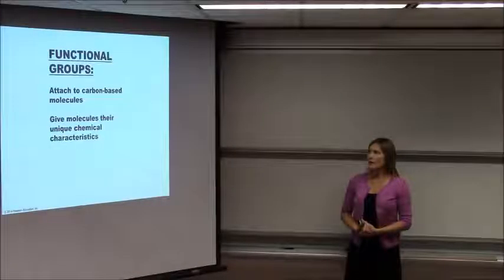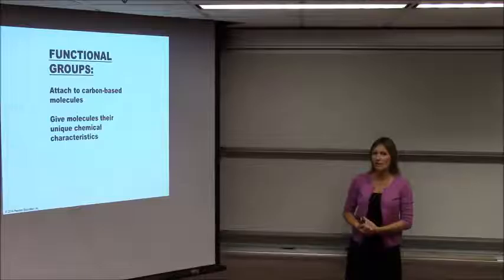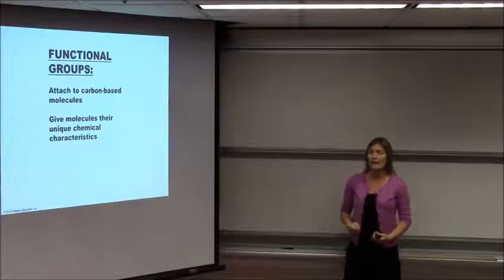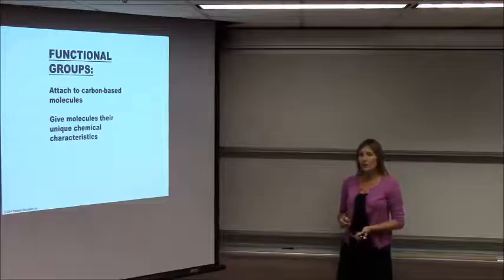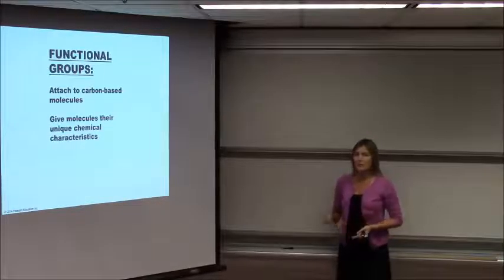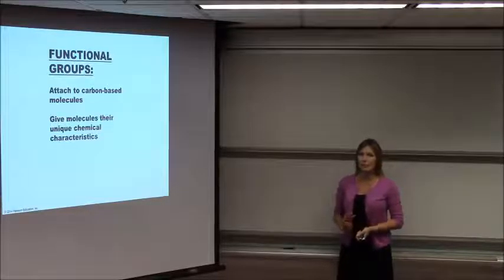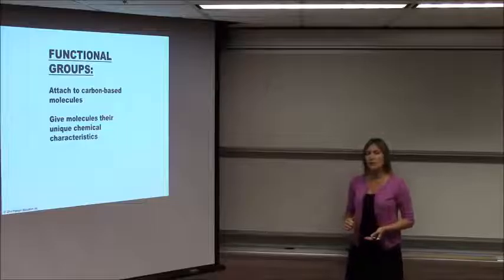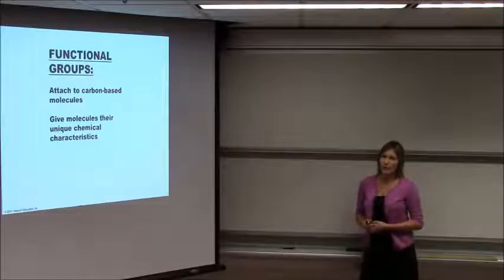Now we're going to start talking about the functional groups. The functional groups are the groups that attach to those carbon chains to give them their unique characteristics. So you're going to not only learn how to identify these functional groups, then you're going to put that information to use as you learn how to identify the four major categories of macromolecule. So these functional groups are going to give you the clues as to which type of macromolecule you're looking at.